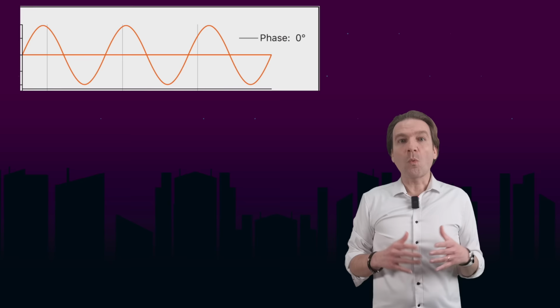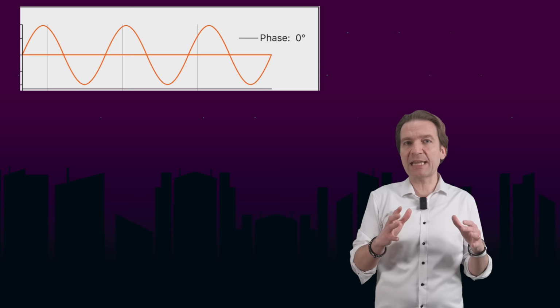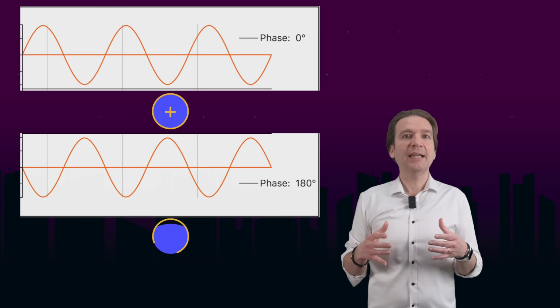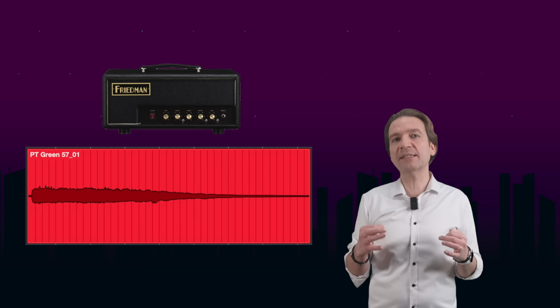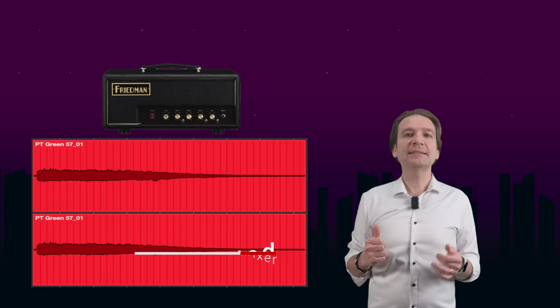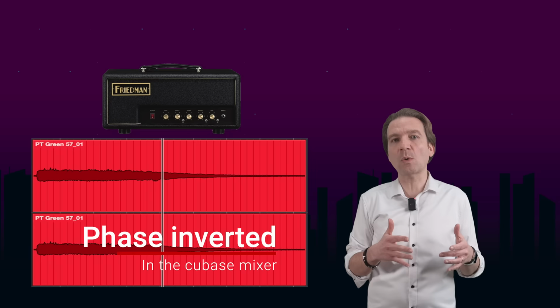Well, you know that every sound is represented by a waveform, I mean a sinusoid. If you play at the same time both the original waveform and its phase inverted counterpart, you obtain silence. Let's try. This is the waveform of a Friedman amp that sounds like this. Let's copy it, phase invert it, and now let's play both the tracks together. Well, silence. In fact, in this case, each waveform is the exact opposite of the other one, therefore obtaining a null sound, I mean silence, when we play them together.